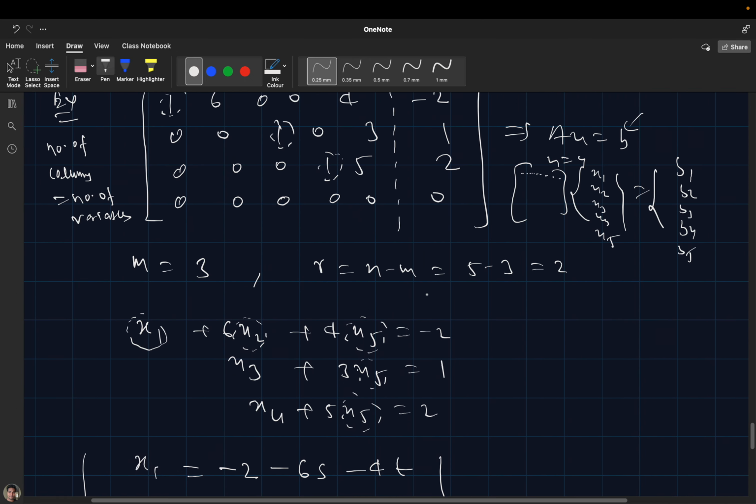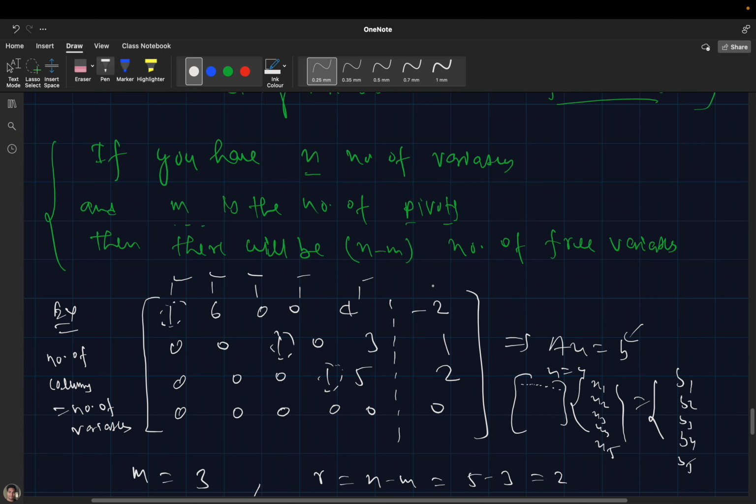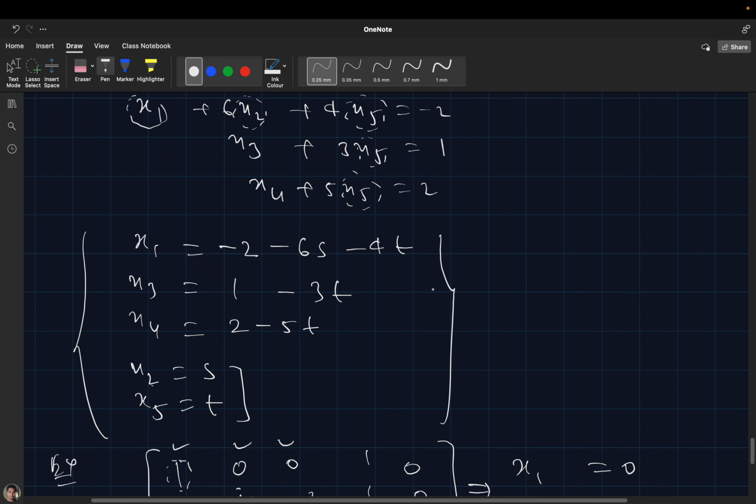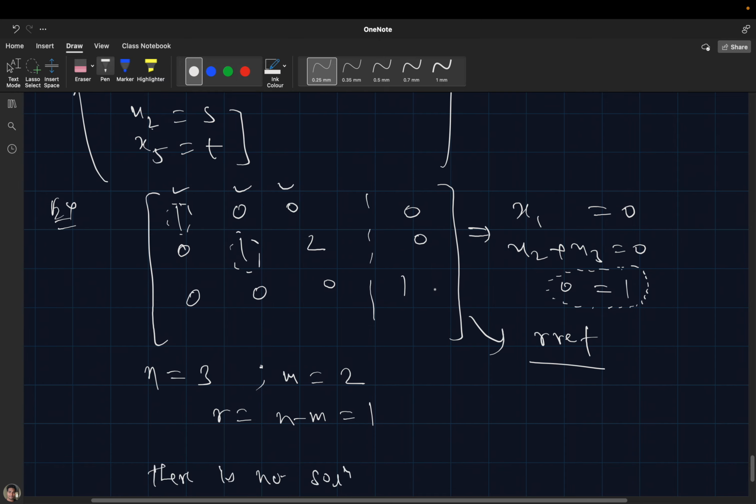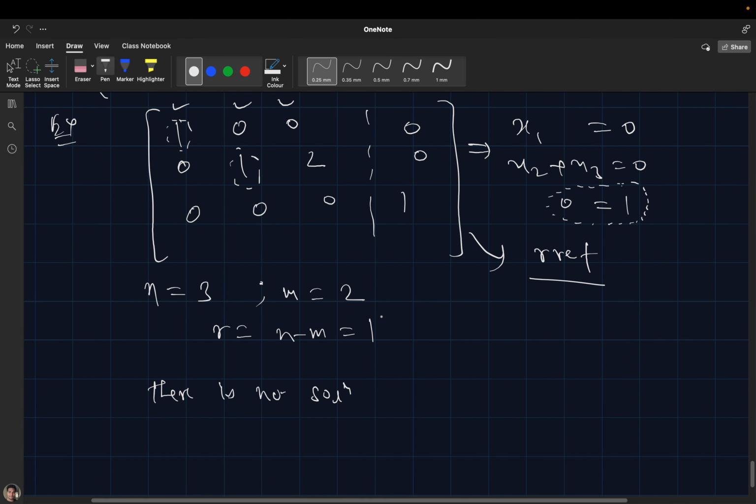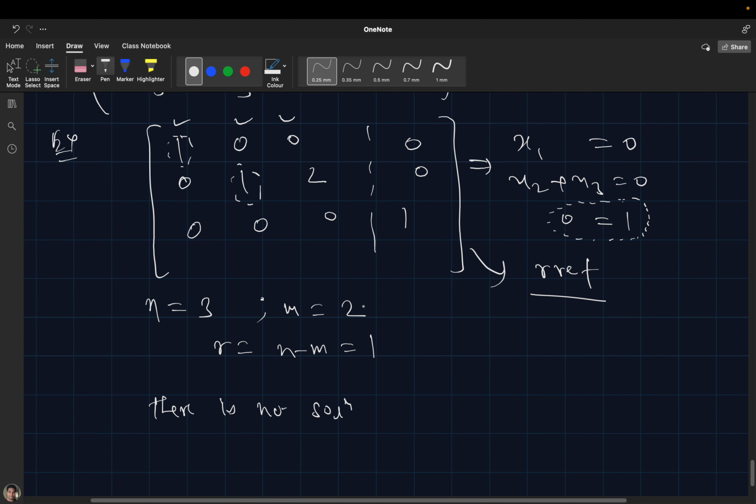But if you can convert only to row echelon form, there will be a problem, because in that form the free variables and leading variables get mixed together. Then you cannot separate these two. But here you can easily separate pivot variables and free variables. That is the biggest advantage of row reduced echelon form.